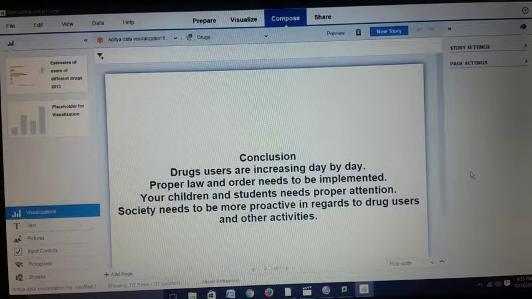These are the major conclusions which we have made, and I think all the users will be happy to see all the conclusions and all the results.